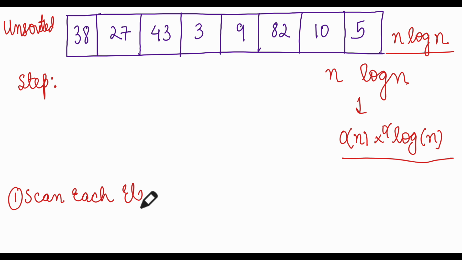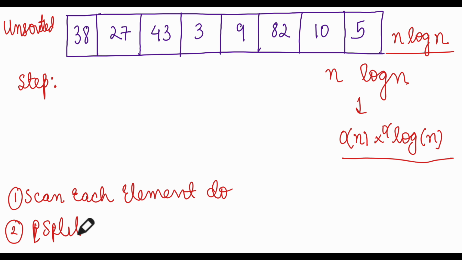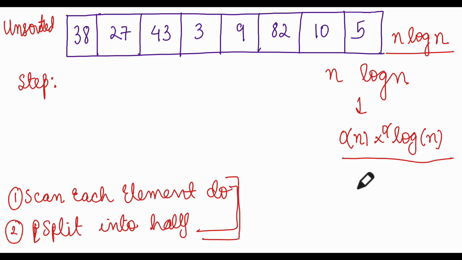Scan each element in a list. That's what we used to do. And what we used to do in log n, we used to split data into half, till I achieve my result. So to sort any particular data set, we need to follow these 2 steps, and because these 2 steps happen simultaneously, this particular algorithm is known as n log n.